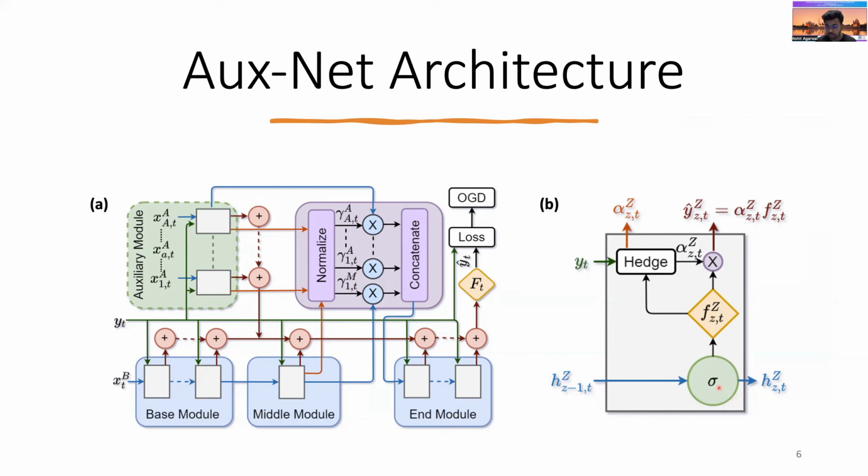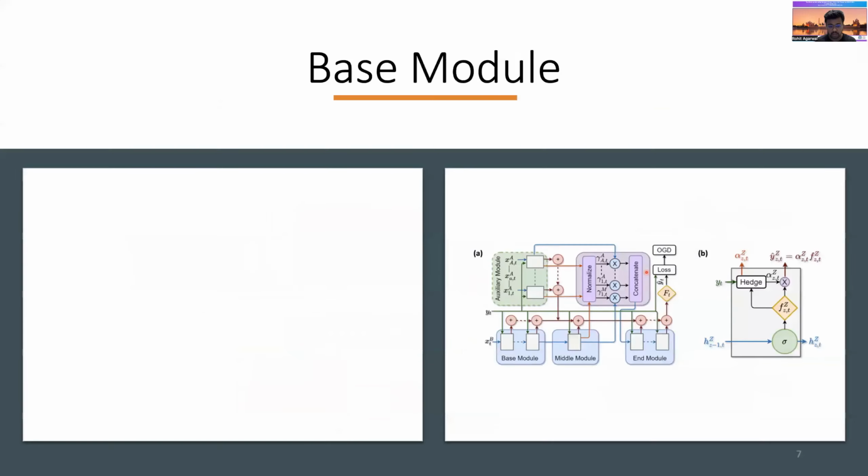Sigma is the activation function, and when we apply sigma on this h, we get the output z of z, t. Each layer is attached with a classifier which takes h of z, t as an input and gives an output prediction. This prediction is then multiplied by the importance parameters of the layer and is passed for the final prediction. We update the importance parameters based on the hedge layer by comparing the ground truth and the prediction from the classifier. Let's look at all the modules separately.